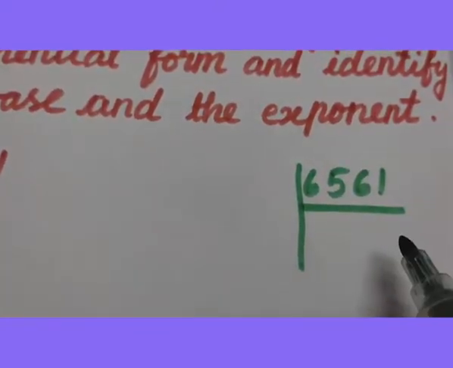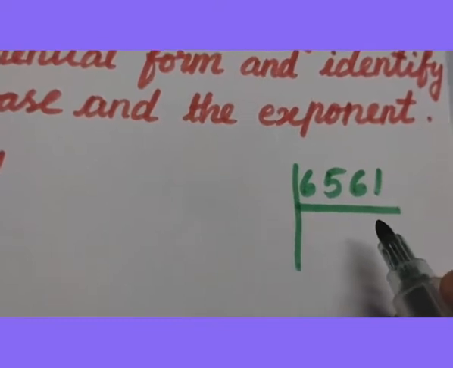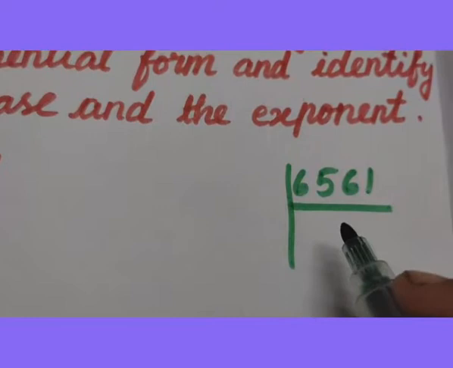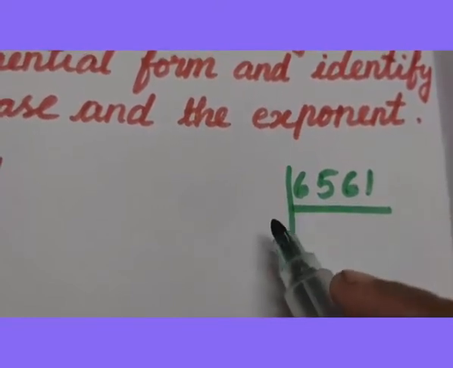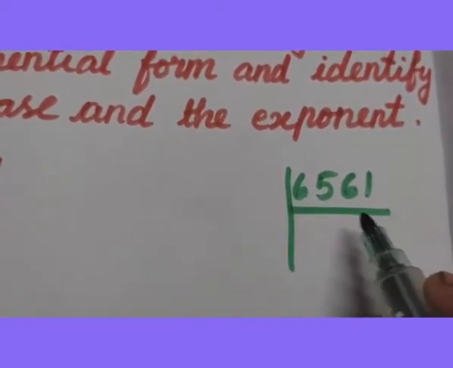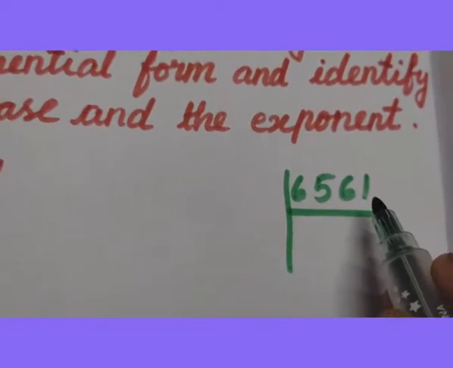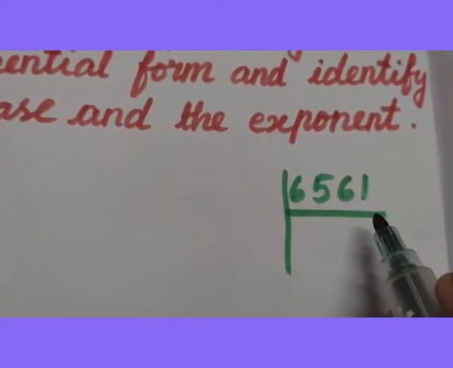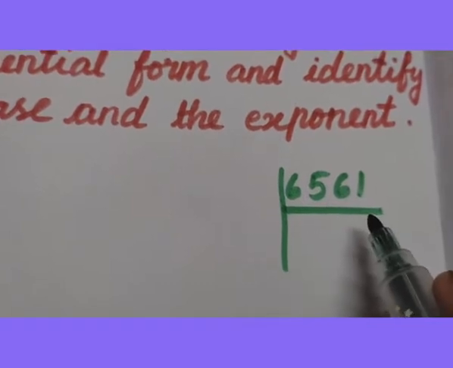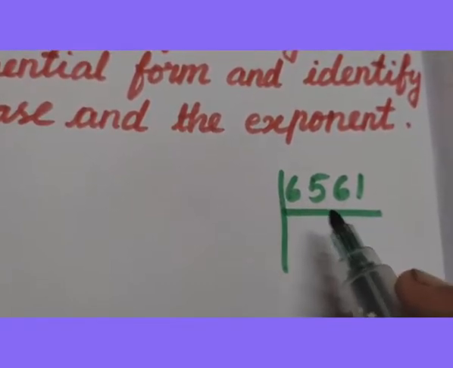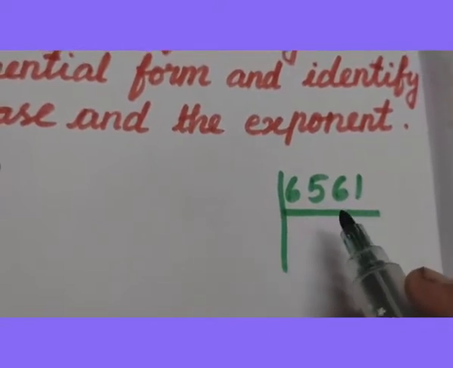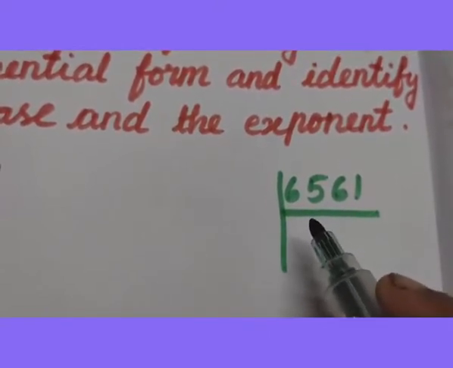Factorize this number, use only prime numbers, we know. Our first prime number is 2, isn't it? 2 is an even number. See here, 6561. The ones place digit is 1, so this number is not an even number. It's an odd number, isn't it? So we can't divide by 2. So we can try the next prime number 3.